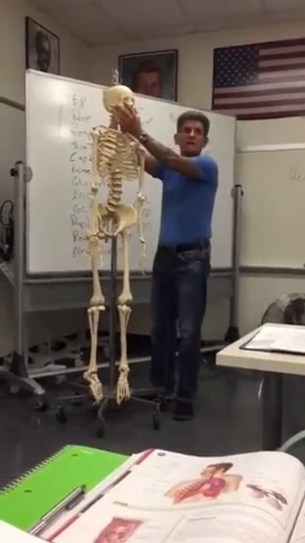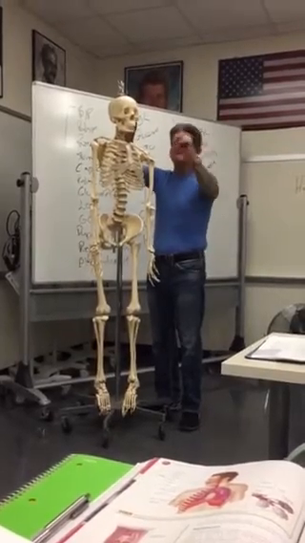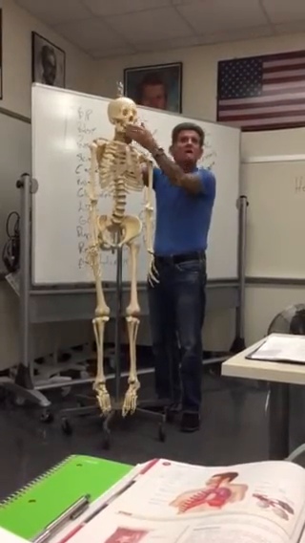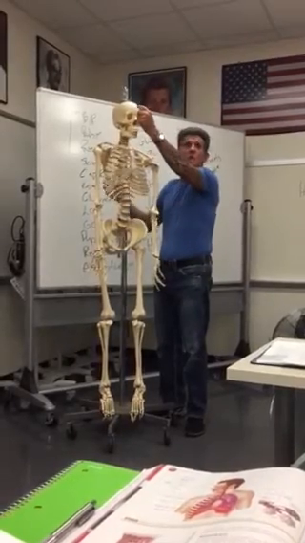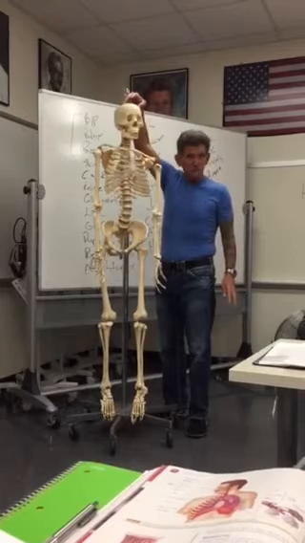What is this whole thing called? Cranium. It's called the cranium. The cranium is divided into two pieces: the skull and face. Thank you. What lobe? Frontal. Frontal lobe. What are the lobes on the top? Parietal lobes, left and right.